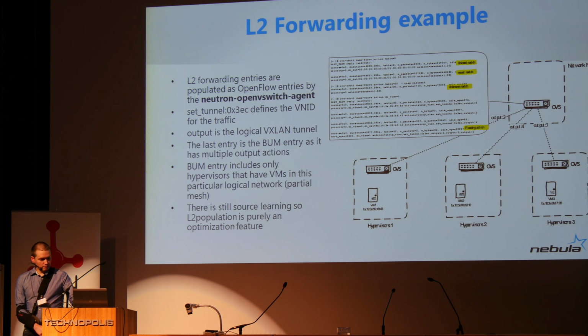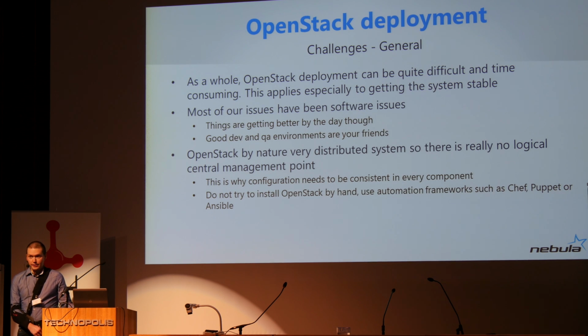So next, I'd like to share some of our deployment challenges. As a whole, OpenStack can be quite difficult to deploy and time-consuming, especially getting it stable in a production environment. Most of our issues have been software issues, so lots of bug hunting. So good development and QA environments are really important.